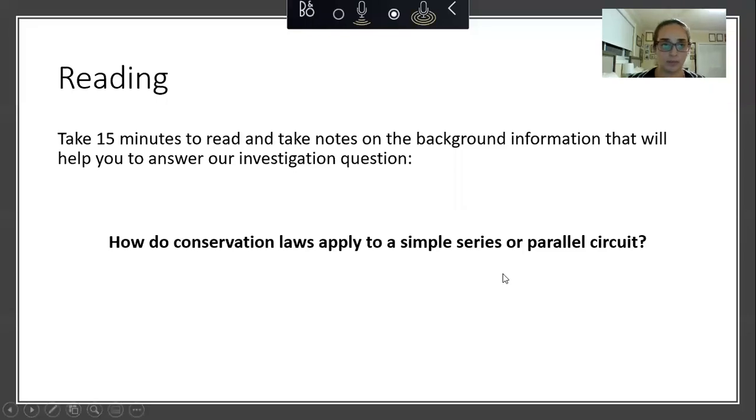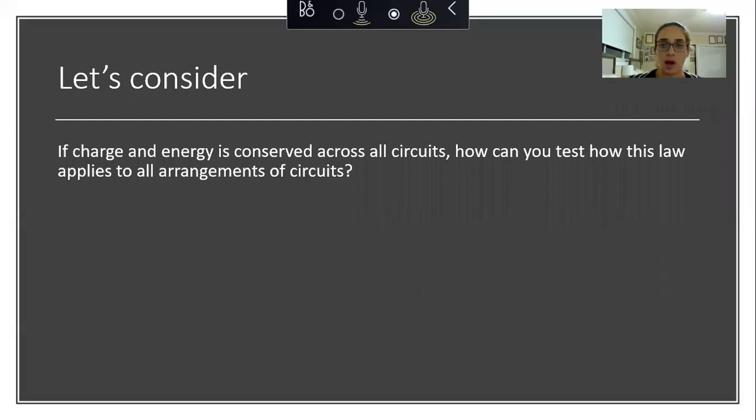Okay, great. Before we move on to explaining the proposal, let's consider: if charge and energy are conserved across all circuits, how can you test how this law applies to all the arrangements of circuits? By arrangements of circuits, I mean whether it's series or parallel.